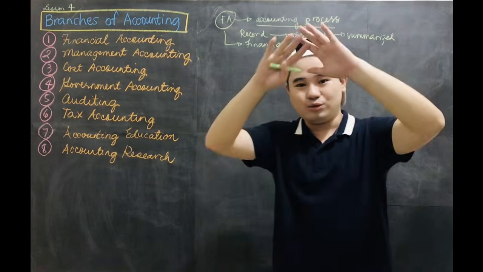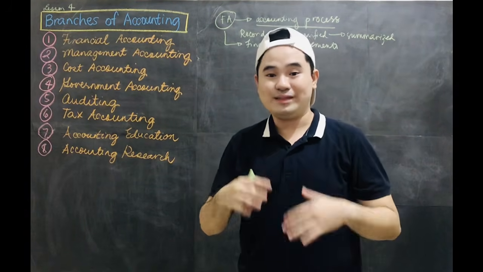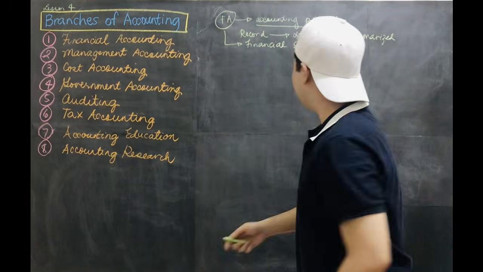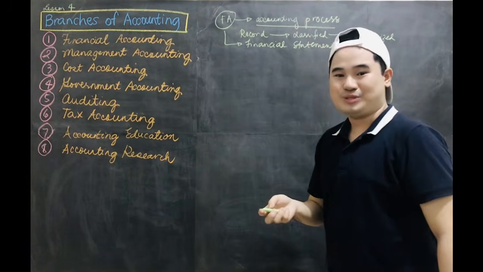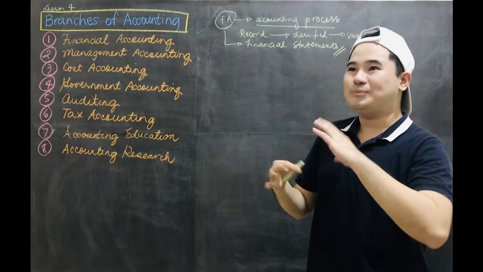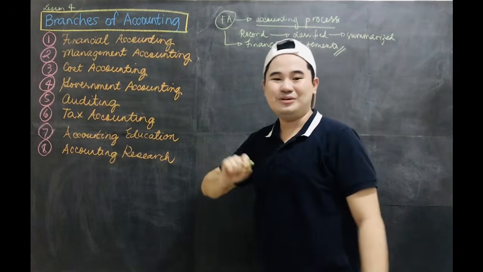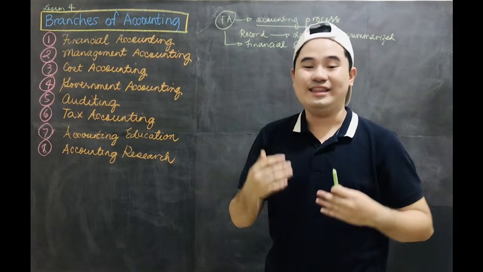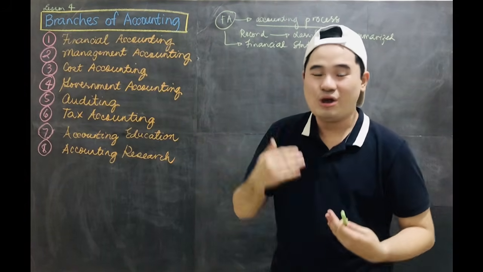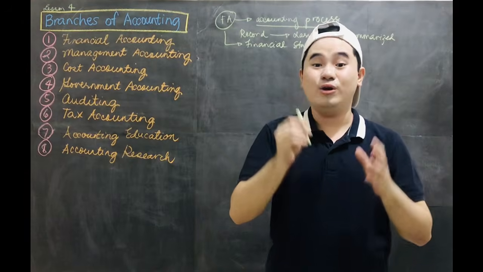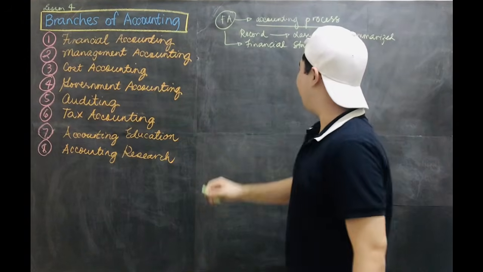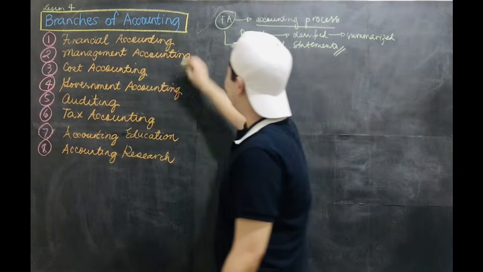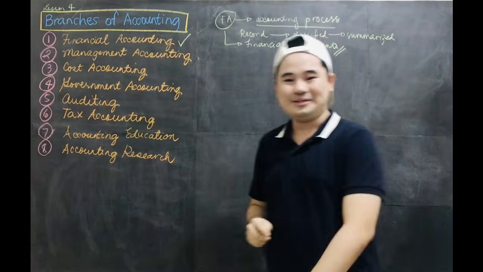So basically, the totality of operations and what happened or transpired during the whole accounting period is being reported in the financial statements. Okay, so putting it simply, financial accounting is a branch of accounting wherein we communicate the financial results of a business entity through a tool which we call financial statements. Okay, so that's financial accounting.